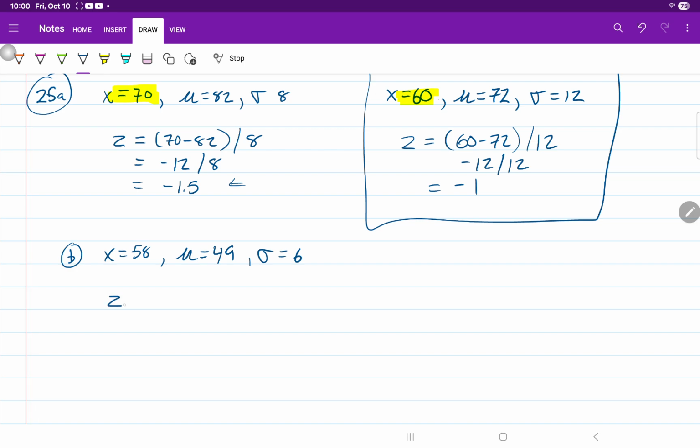So first we compute a z-score for this. So that's 58 minus 49 divided by 6. 58 minus 49 is equal to 9, divided by 6 gives us a z-score of 1.5. Okay?